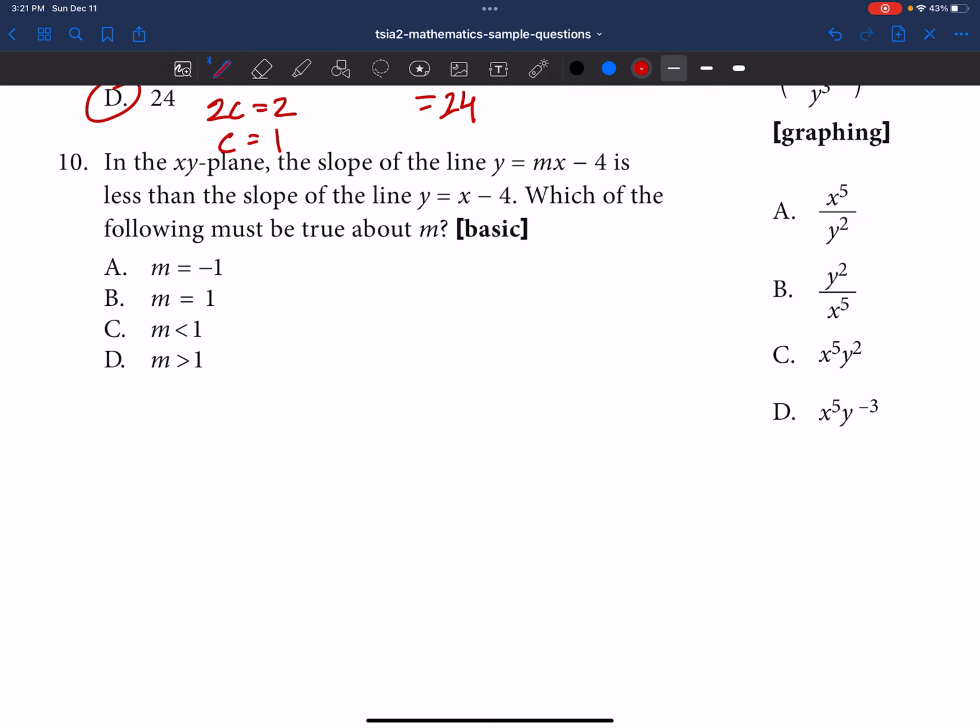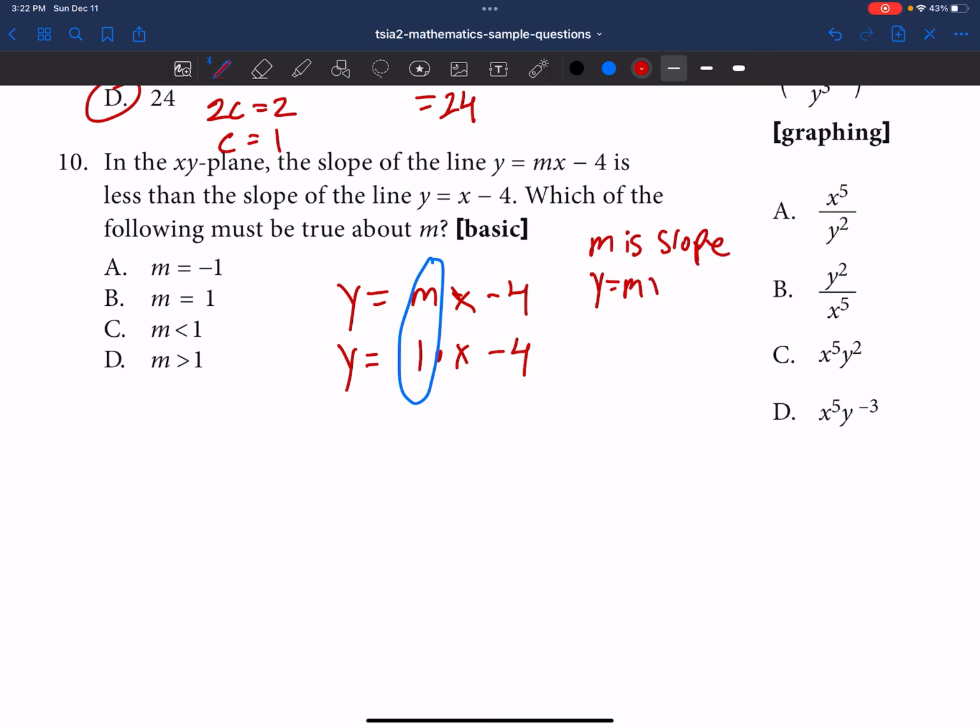Oh, I love this. In the xy-plane, the slope of the line y equals mx minus 4 is less than the slope of the line y equals x minus 4. Which of the following must be true about m? Well, if you're looking at y equals mx minus 4, and then y equals x minus 4, that's 1 times x minus 4. So what you're really looking at is m and 1, right? This is because m is the slope, right? M is slope.